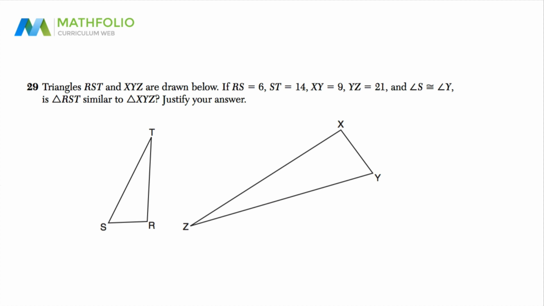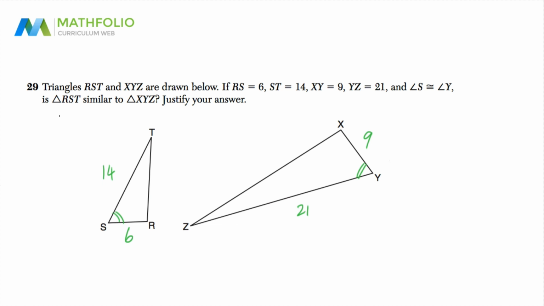Here's 29. In this question it says triangles RST and also XYZ are drawn. If RS is 6 and ST is 14, and XY is 9, and YZ is 21, and angle S and Y are the same.